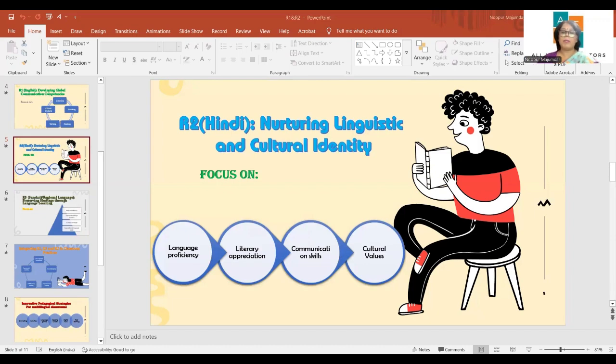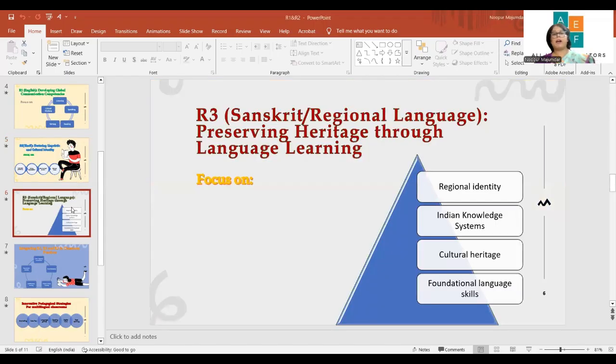I'm forwarding the PDF in the R1, R2 group, and you will see towards the end that there are 19 languages in which the textbooks are being published, right? So you can see it in the R1, R2 group in which you have joined me, right? So let us see Sanskrit as a regional language, preserving heritage through language learning, right, dear educators?